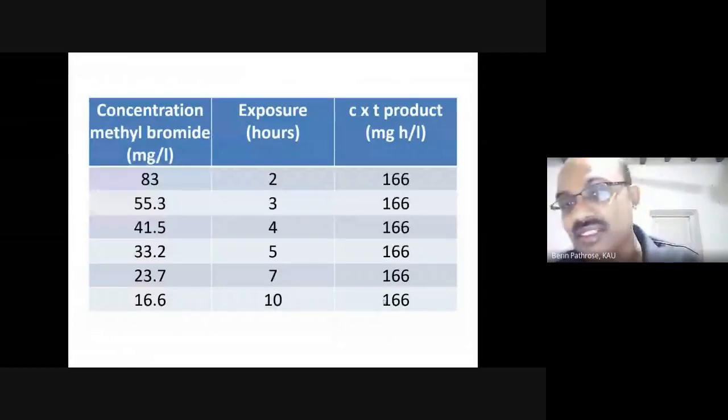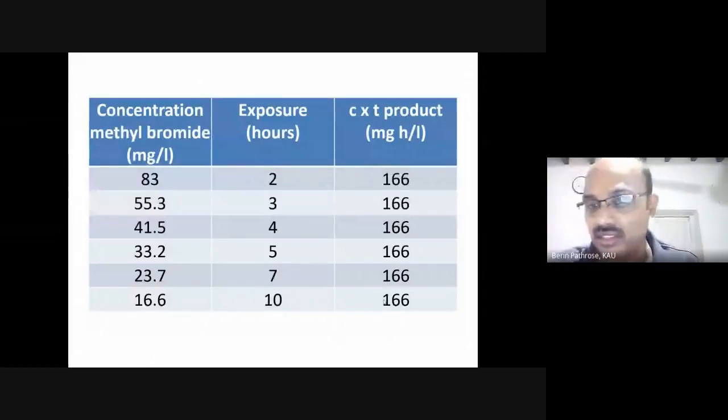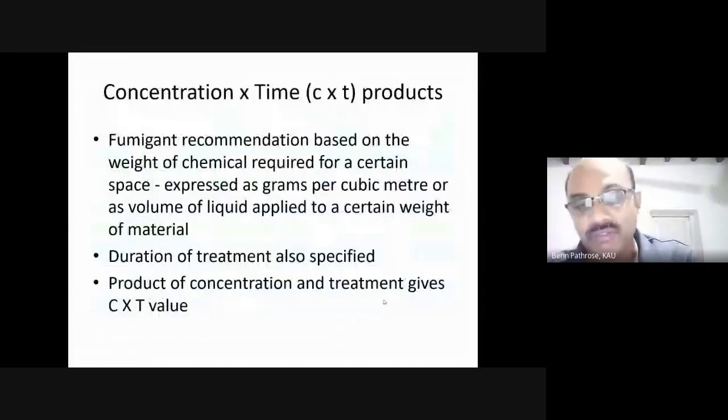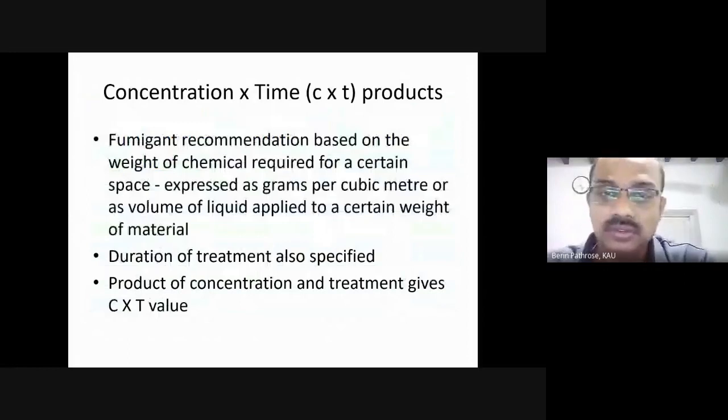So this is the concept of CT value, concentration into time value, for fumigants. Are you clear with the CT value? Yes, okay.